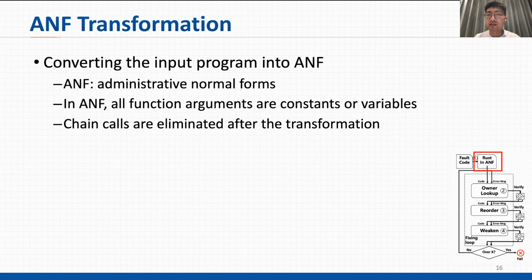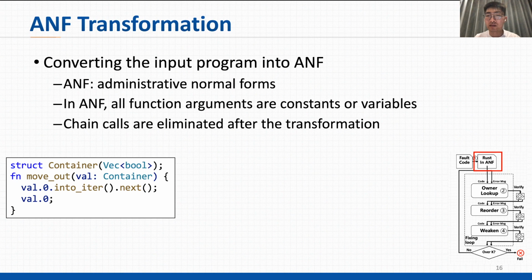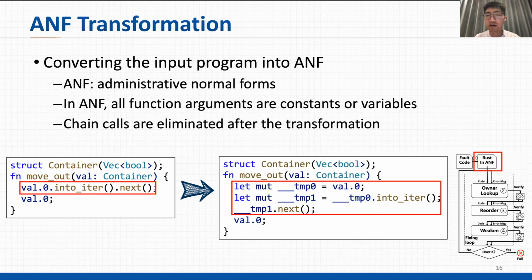Before fixing, Rust-lancet converts the Rust program into administrative normal form. In ANF, all arguments to a function must be a simple constant or variable. For the example, here is the original chain call, and here is the corresponding ANF code. ANF introduces 2 temporary variables to separate the continuous chain call.